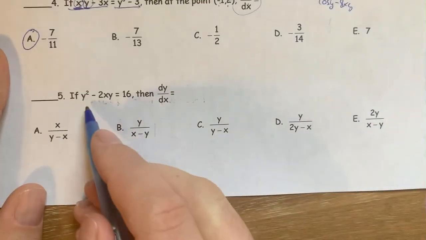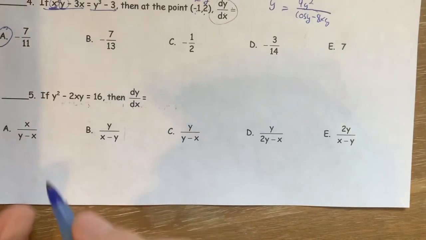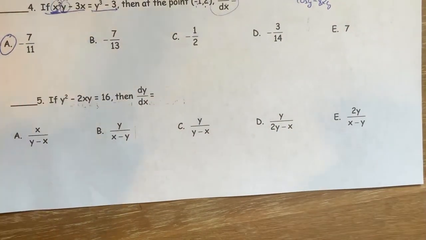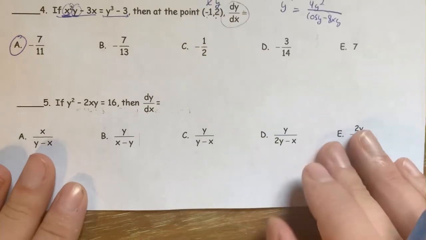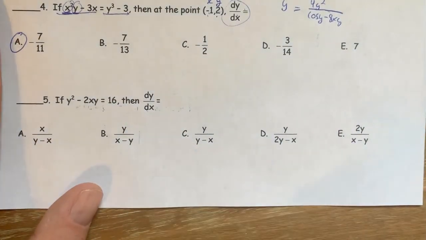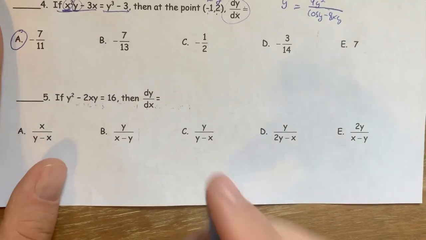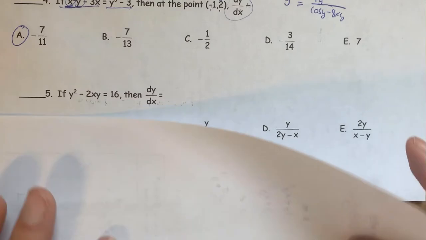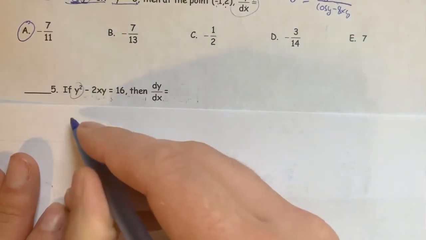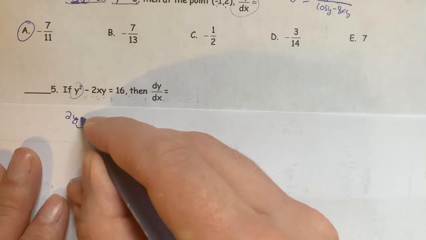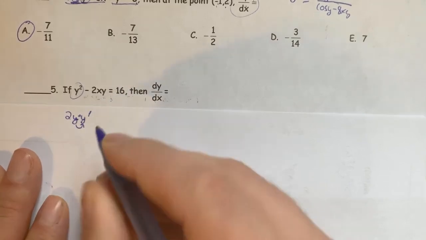How about this? If y squared minus 2xy equals 16, then dy/dx equals... Okay, let's see if you get it right, and if you don't, we'll see what's going on. Hopefully we see here we can do the derivative of both sides. The derivative of y squared is going to be a chain rule one. It's going to be 2y times the derivative of the inside, which is y prime.